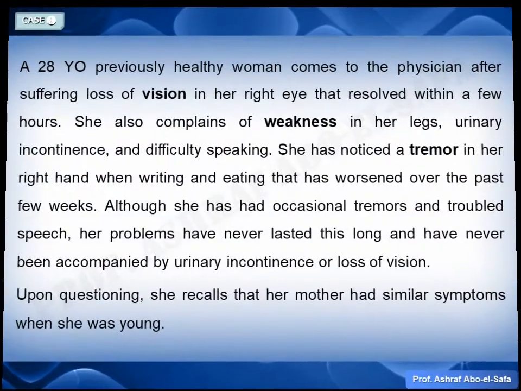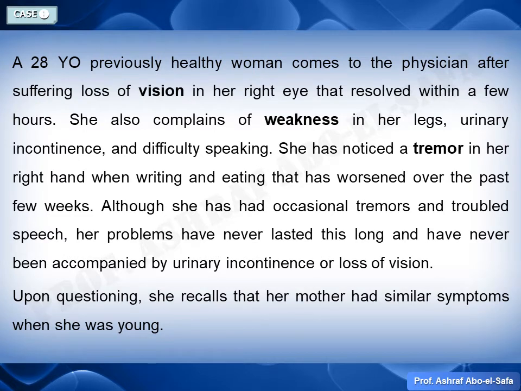The first case, a 28-year-old previously healthy woman comes to the physician after suffering loss of vision in her right eye that resolved within a few hours. She also complains of weakness in her legs, urinary incontinence, and difficult speaking. She has noticed a tremor in her right hand when writing and eating that has worsened over the past few weeks. Although she has had occasional tremors and troubled speech, her problems have never lasted this long and have never been accompanied by urinary incontinence or loss of vision.